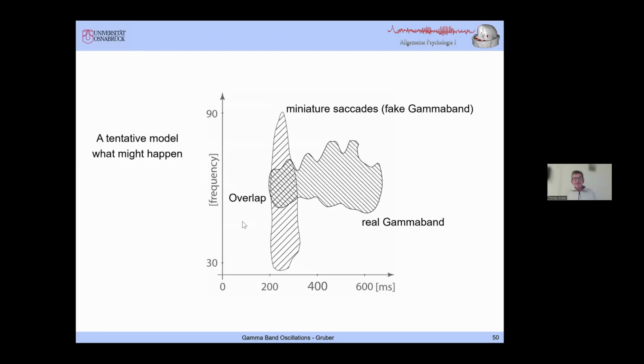So what might have happened in the previous study, a tentative model, is this. When you look at the schematic time by frequency plot, you have this candle-like thing in the gamma band, but that's not real gamma, that's fake gamma. It's miniature saccades. But you also have a real gamma, a real cortical oscillation, which is an ongoing oscillation in the frequency range, which is not stretched out across all frequencies, but occurs in a specific frequency range. And at this point in time, around 300 milliseconds, the fake gamma and the real gamma have an overlap. That is what might happen.